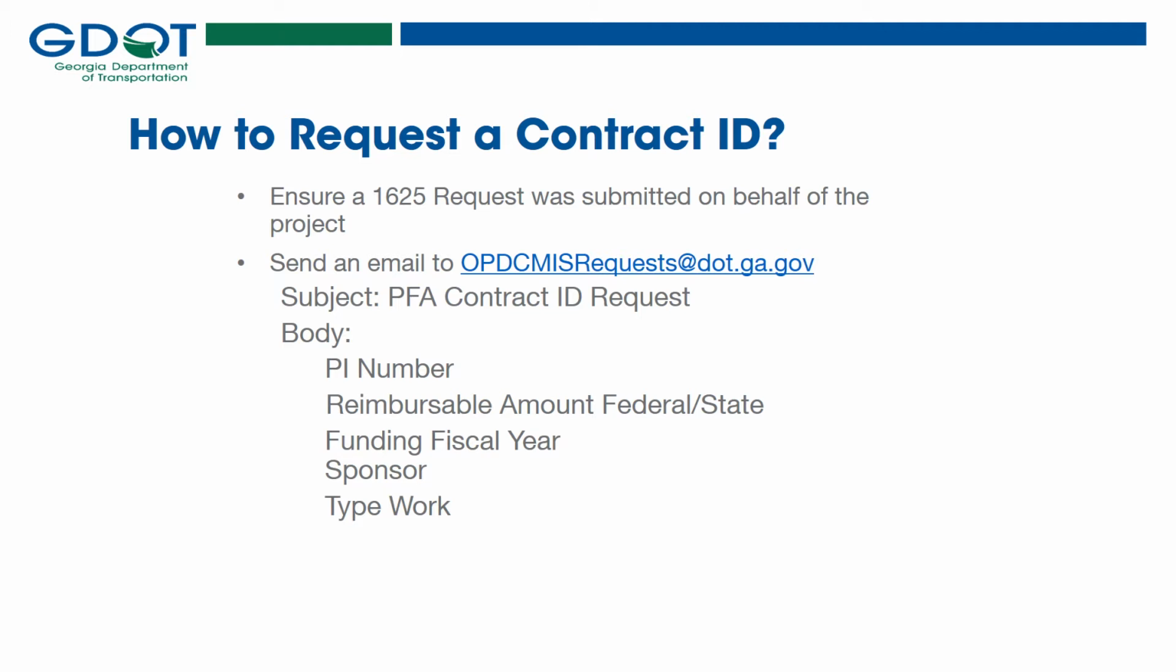Within the body of the email, the PM should include the PI number, the reimbursable amount, the federal or the state share, or both amounts, the funding fiscal year, the sponsor, and the type of work.